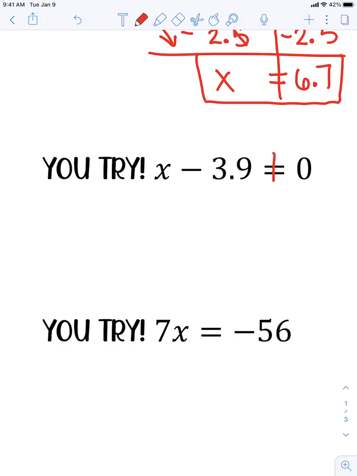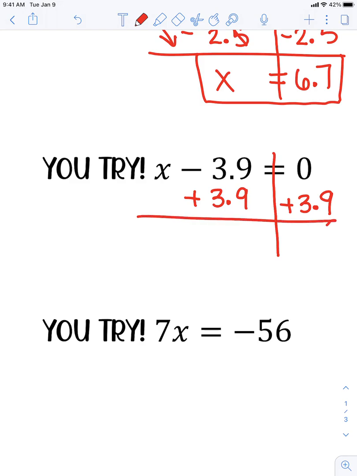So you should have drawn a line through the equal sign. You add 3.9 to both sides, because what you do to one side, you must do to the other. You've got to keep it balanced. So negative 3.9 plus 3.9 zeroes out. You drop down your variable x, and 0 plus 3.9 is just positive 3.9.